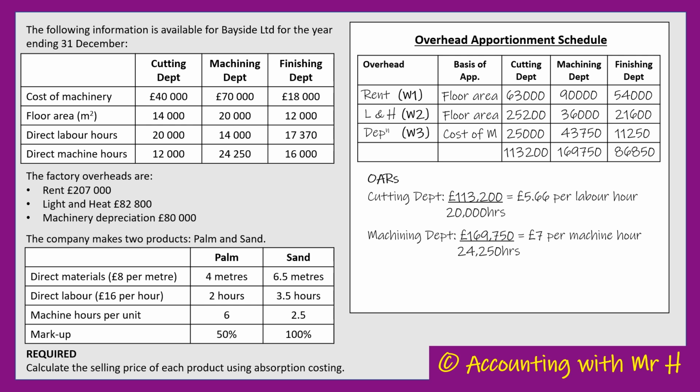And then finally the finishing department. Not much in it, but the labour hours are slightly higher than the machine hours. So back to labour for this one, 17,370 labour hours, and that gives me an OAR of £5 per labour hour.